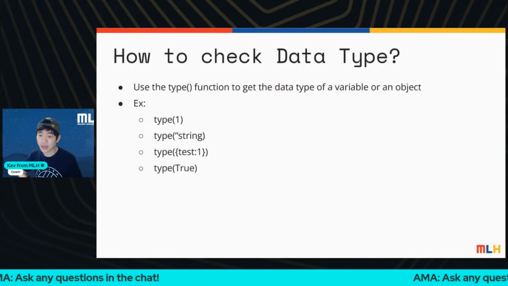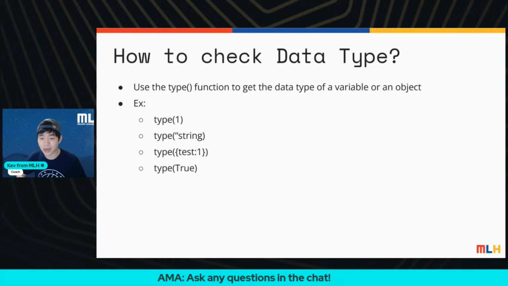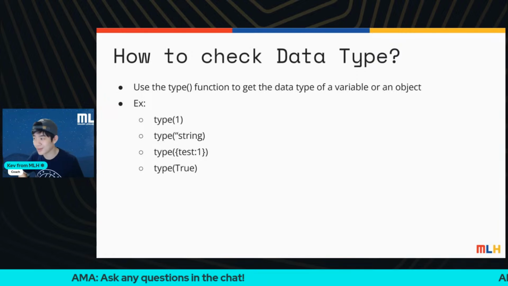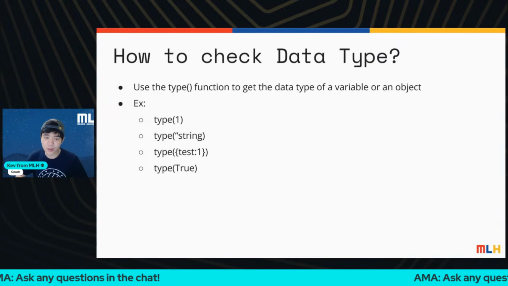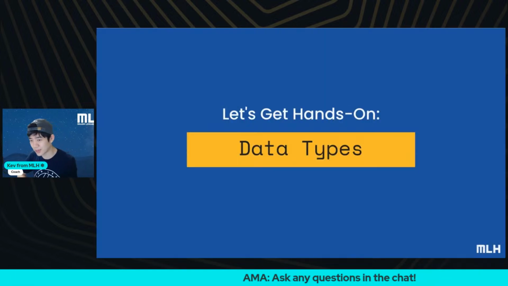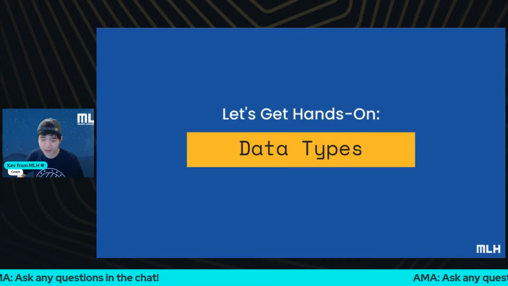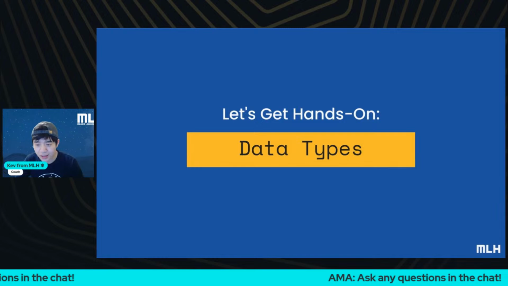So how to check data types, right? Now that we've talked about the importance of data types, we need to know how to check actual data types. To do that, you just use type and the value, which tells you what data type it is. This is really important, and I think I cover it later, but before that, let's get some hands-on exercise in data types.